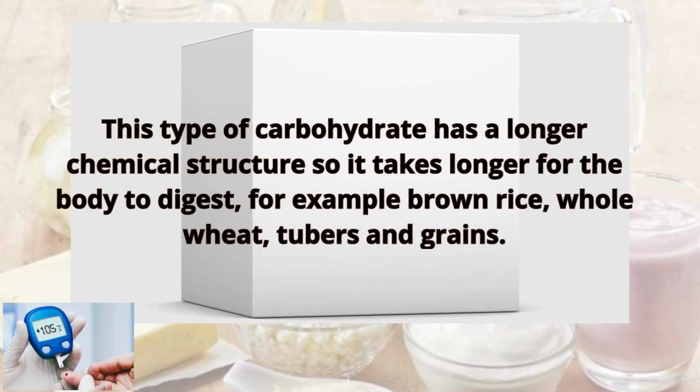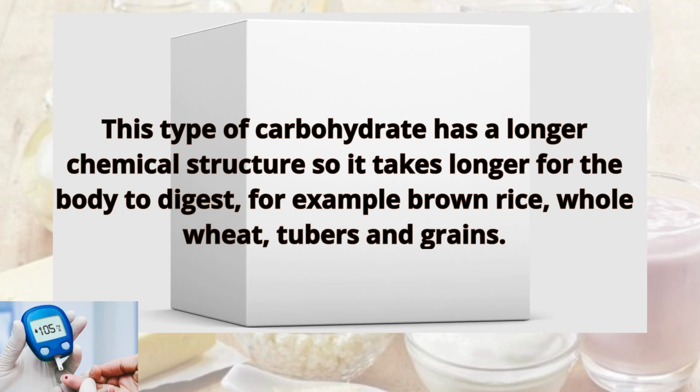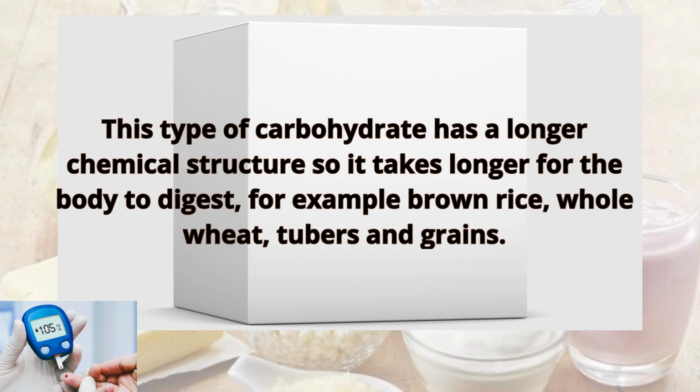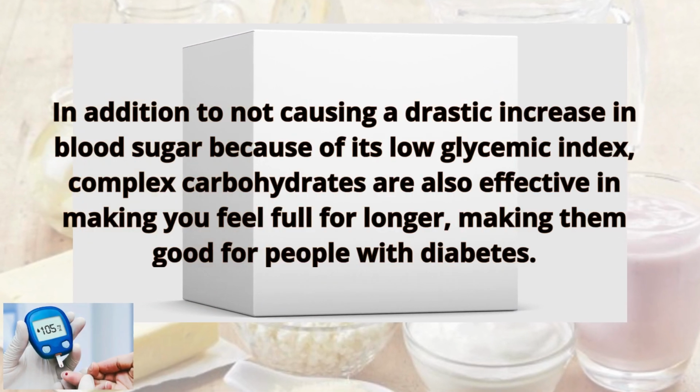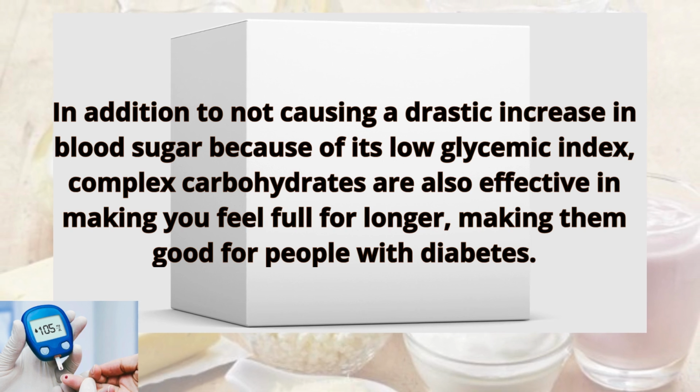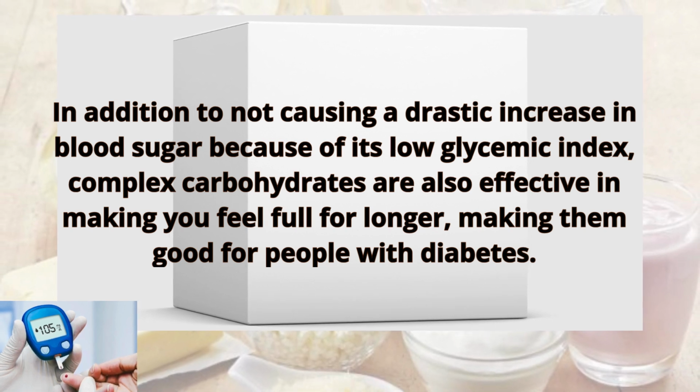Complex carbohydrates. This type of carbohydrate has a longer chemical structure, so it takes longer for the body to digest, for example brown rice, whole wheat, tubers and grains. In addition to not causing a drastic increase in blood sugar because of its low glycemic index, complex carbohydrates are also effective in making you feel full for longer, making them good for people with diabetes.